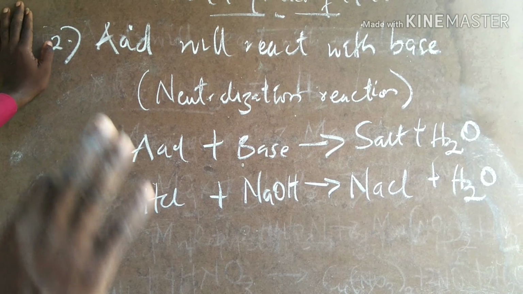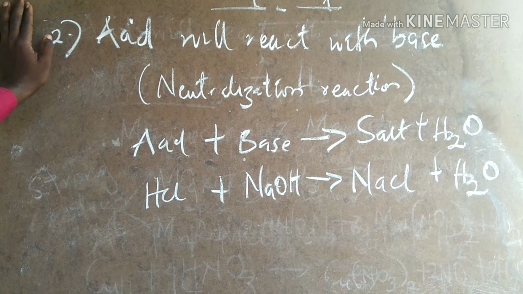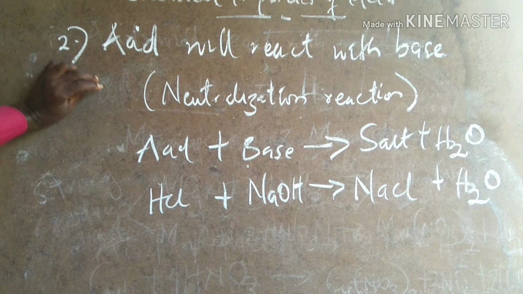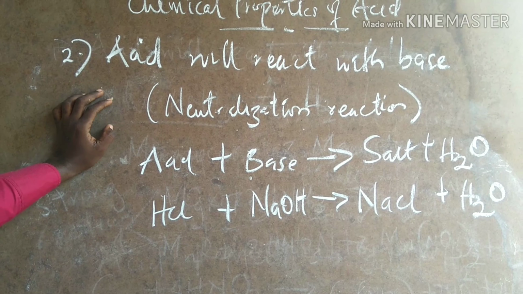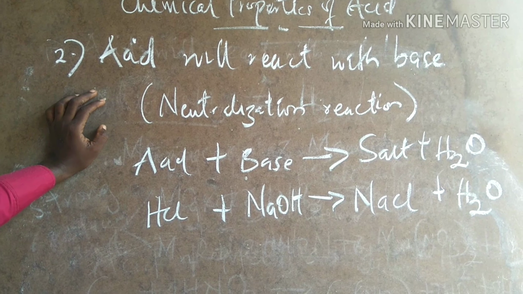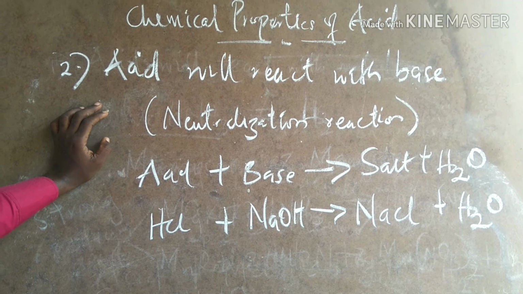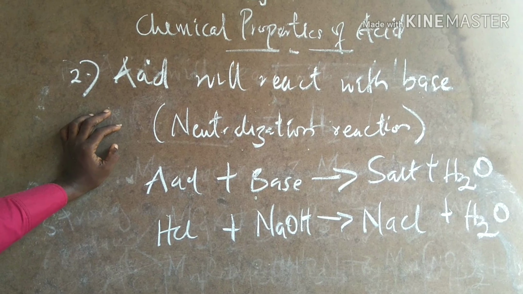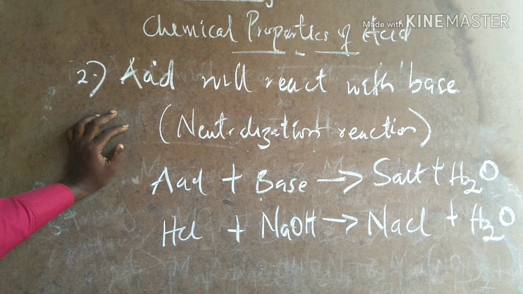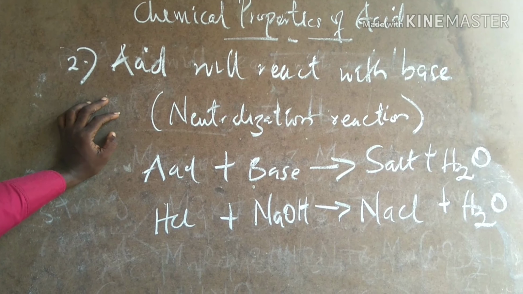Acid will react with base. You understand me now? Acid will react with base, and the reaction is called neutralization reaction. When it reacts with base, it will produce salt and water. Are we clear on that also? Well, then we'll move on.